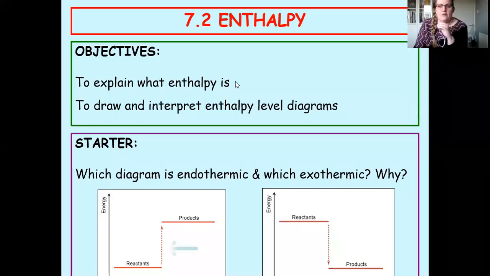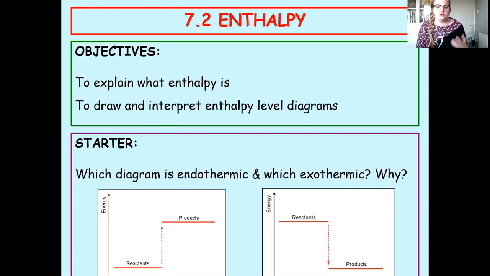Okay, so enthalpy is the first part of the energetics topic, and what we're going to look at is basically what enthalpy is, and then how you would draw and interpret an enthalpy level diagram. So enthalpy diagrams show us lots of different things. They show us all about different amounts of energy.